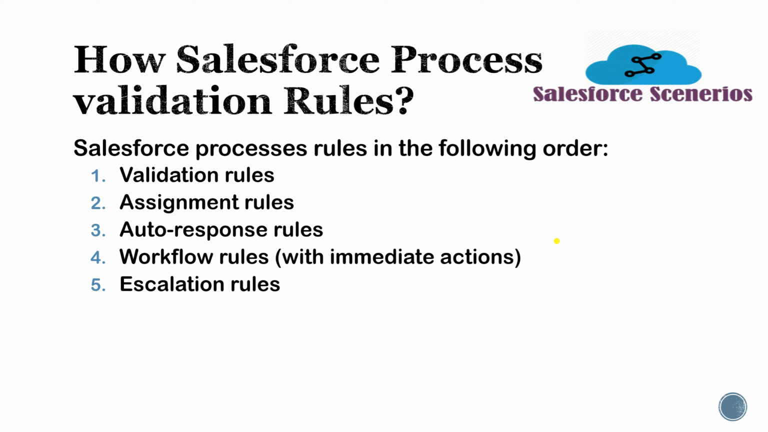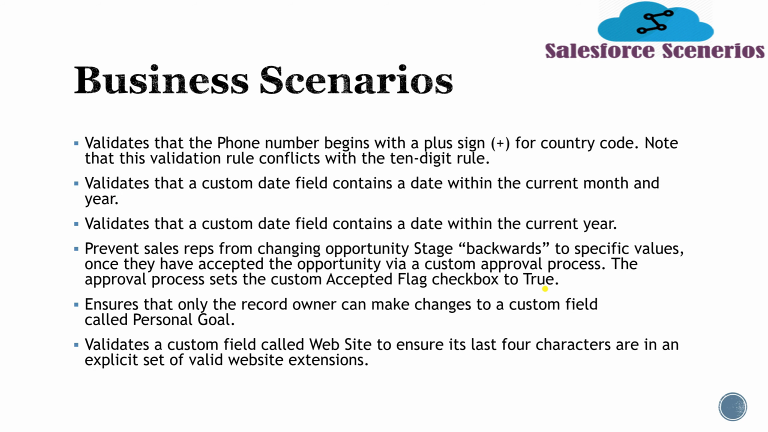Now we'll look at some business scenarios through which we can understand more about validation rules and the best practices we follow while creating them for different business use cases. First we'll discuss all the scenarios, and then we'll do some hands-on. First scenario: validate that the phone number begins with a plus sign for country code. Note that this validation rule conflicts with the 10-digit rule.